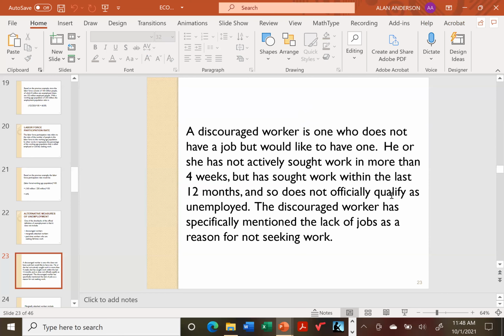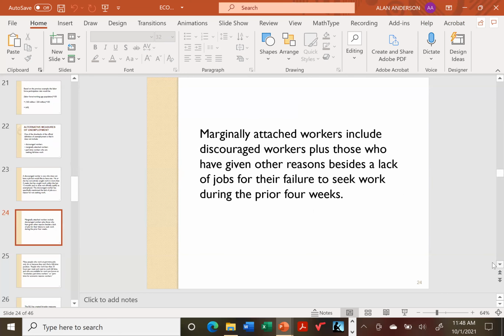So what do we do with this? Should we count them or not? Well, the official unemployment rate does not, but there are other alternative measures that do. Now, the marginally attached workers are all the discouraged workers plus people who have dropped out of the labor force for reasons other than being unable to look for work or unable to find a job. Okay, there could be other reasons going on too that prevent people from working. And so we call these marginally attached.